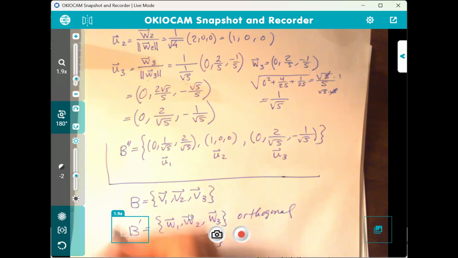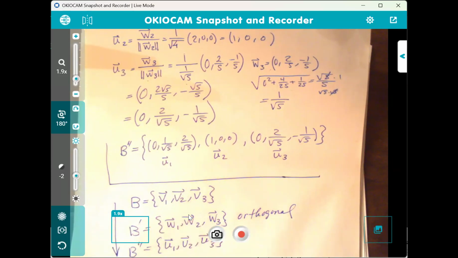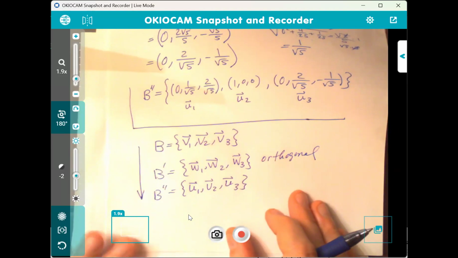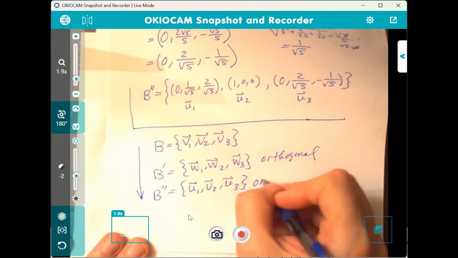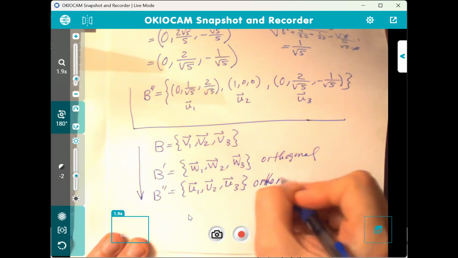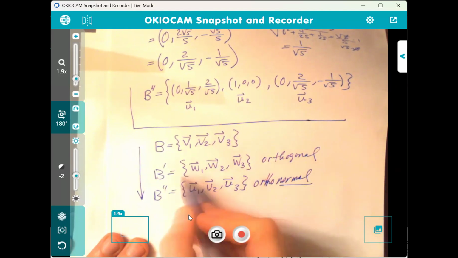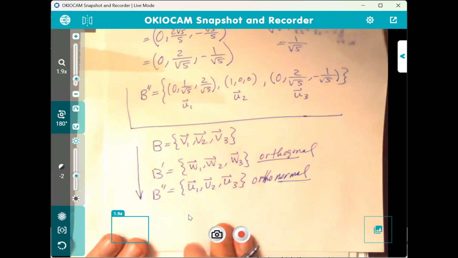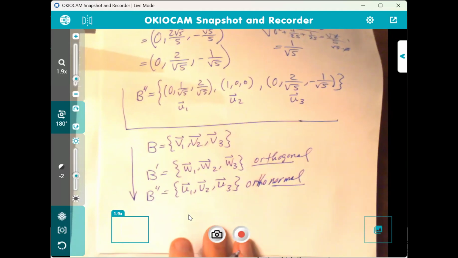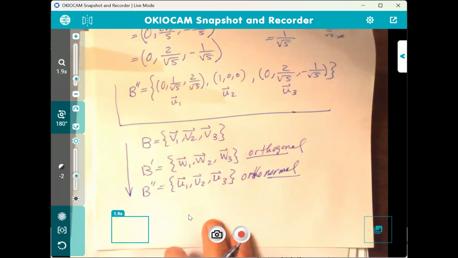And so this is kind of the progression on how this process works. And these are now orthonormal. The U's are normalized. W's are orthogonalized. Put together, we get the orthonormal. And there you go. That's all there is in this one.